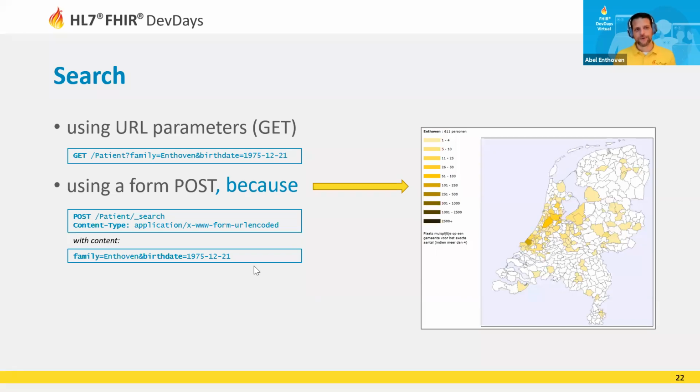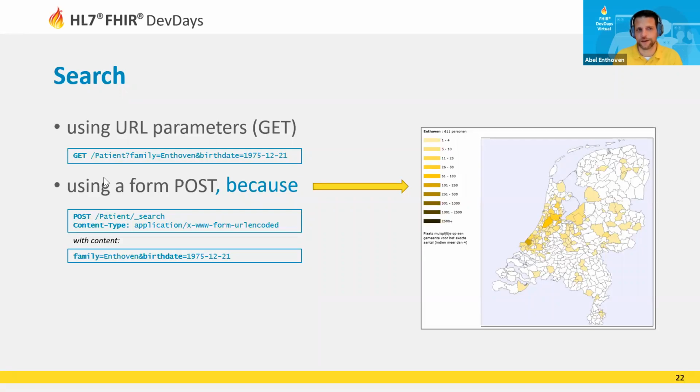And I would get back all the patients that have a family name of Enthoven and this particular birth date. And that's very nice. You can do that using a GET, and you can also do it using a form POST. And actually, the form POST is a little bit safer because in some situations, some servers, some systems, they will store your URL somewhere in the logs, for example.